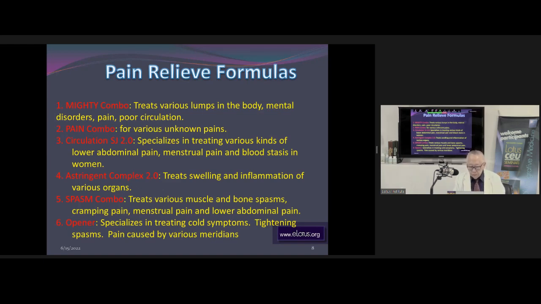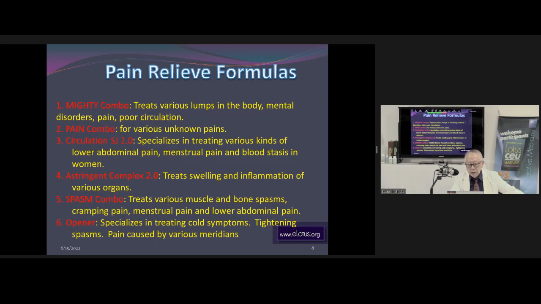But when you decide to use the circulation sanjiao and all my blood moving combinations, you should know if the patient is taking a blood thinner or not. If the patient is taking some kind of blood thinner or aspirin, you have to be careful with moving the blood.